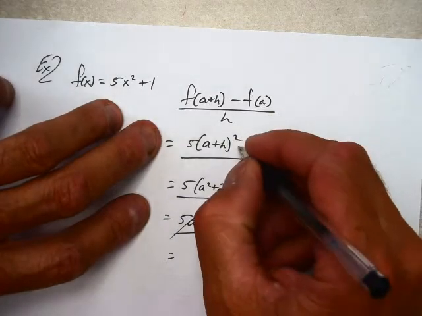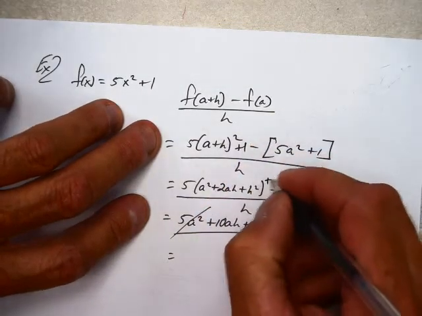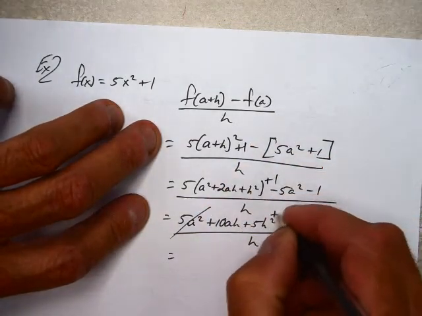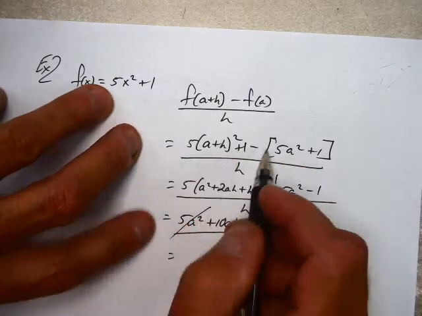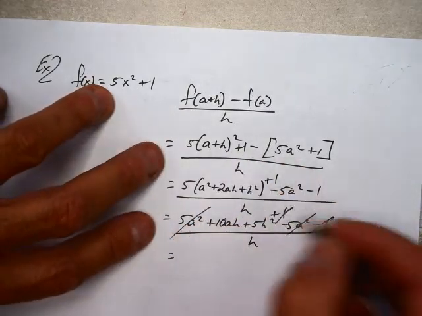Oh, I forgot my plus one here. 5a squared plus one, plus one, plus one, so those will cancel.